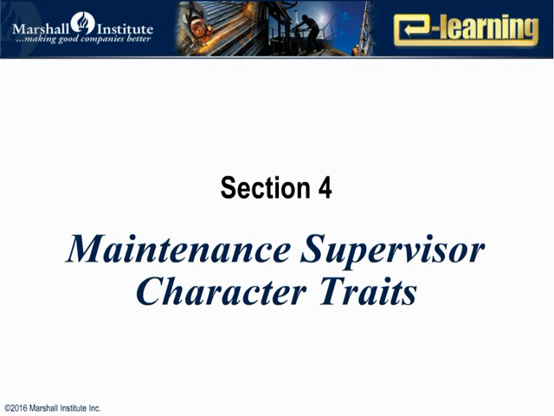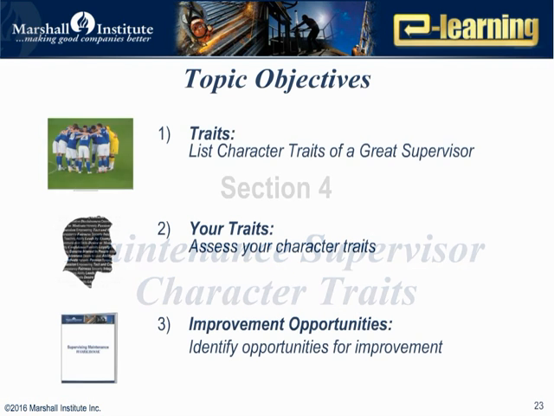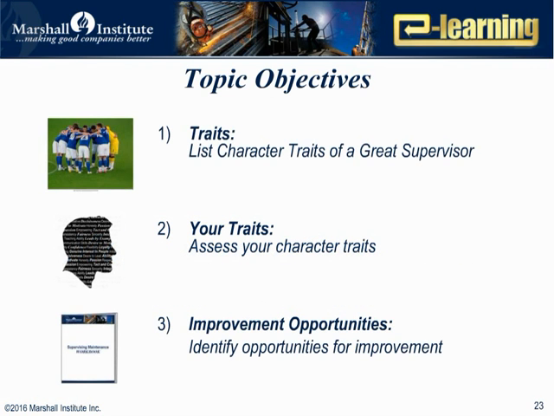In Section 4, we discuss the character traits that are often associated with good maintenance supervisors. Section 4 provides a list of admirable traits and then allows the attendees to assess themselves through the eyes of management and their team. This allows for the identification of opportunities for improvement.